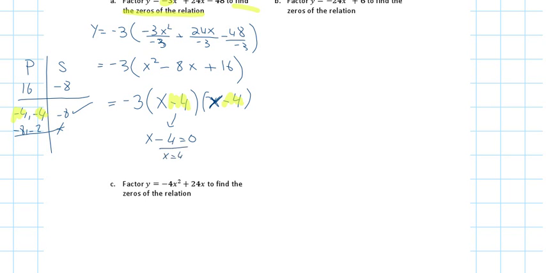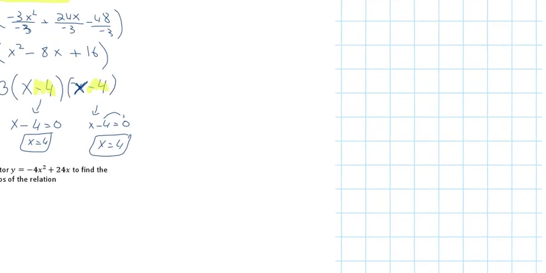I do the same thing for the other factor. Again, bring the negative 4 over, so x equals 4. So in this case, how many zeros do I have? 1, because they're the same. They're going to overlap. So this is the case where I have 1 zero. Because with quadratics, you have different options. You have 3 options, actually. You can have 2 zeros, which you see right here. You can have 1 zero, where the vertex is actually your zero.